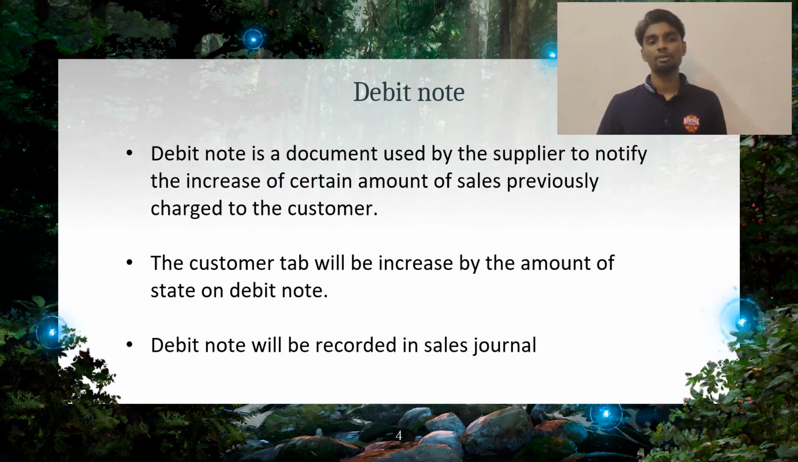Debit note. A debit note is a document used by the supplier to notify the increase of a certain amount of the sales previously charged to the customer. The customer's debt will increase by the amount stated on the debit note. The debit note contains the date, description of items, total value of the additional amount charged, and the names of persons in charge.